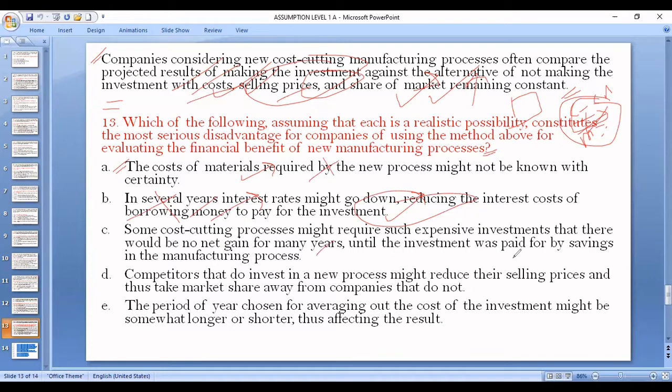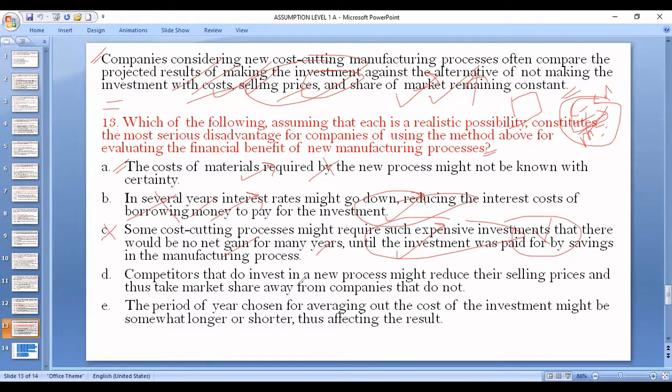Option C: Some cost-cutting processes might require such expensive investment that there would be no net gain for many years, until the investment was paid for by savings in the manufacturing process. Now here it is about expensive investment and then a long-term wait. Again, some require expensive investment, some do not. It would be an unnecessary comparison because we cannot go either side. What is the number of heavy expensive investments and what is the number of not making expensive investments? It will be very difficult to come to a conclusion. Hence, C out.